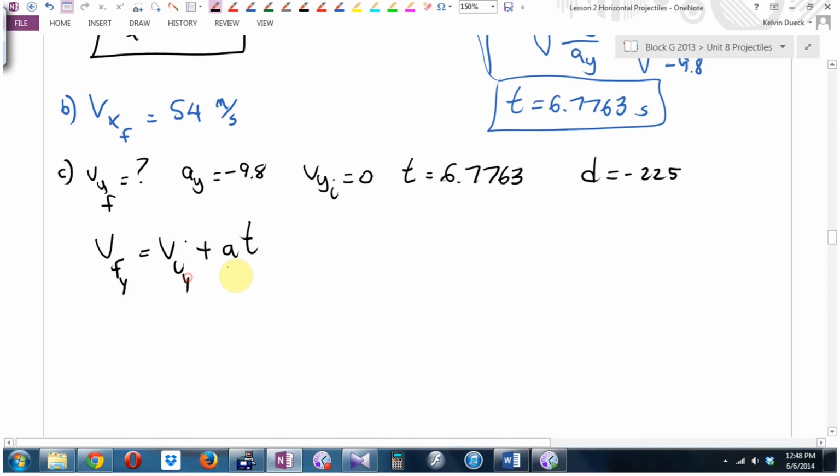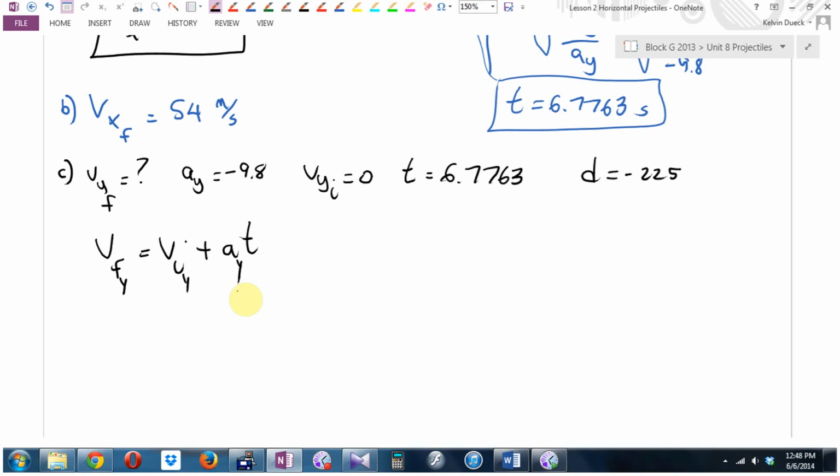Vertical, vertical, vertical. By the way, why am I not putting a Y on time? There's a magic word that begins with the letter S. Time's a scalar. It's not vertical or horizontal, right? Time, mass, some of the scalars, right?